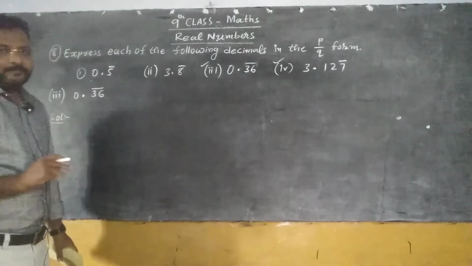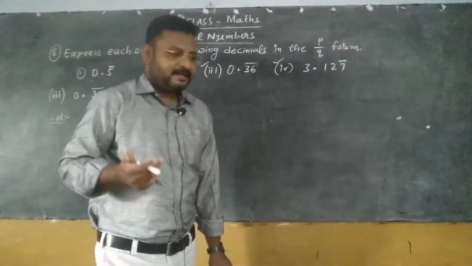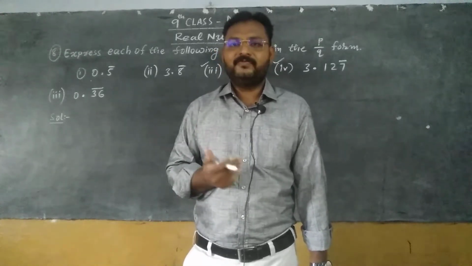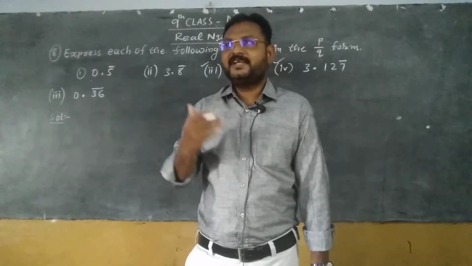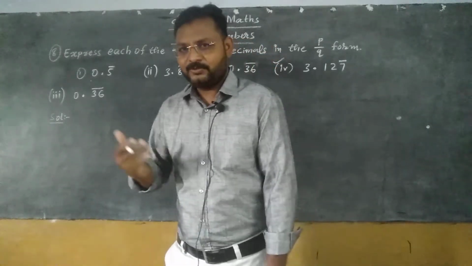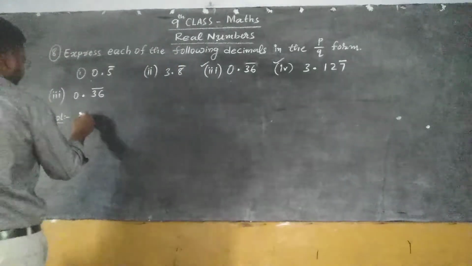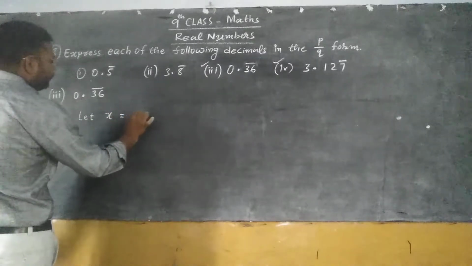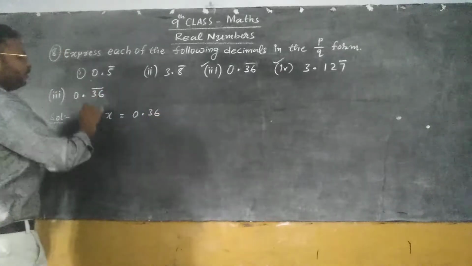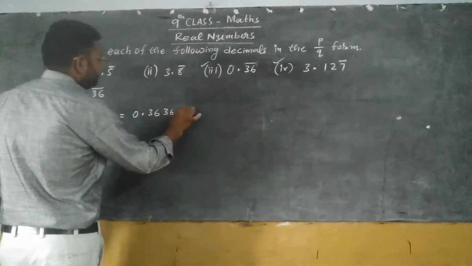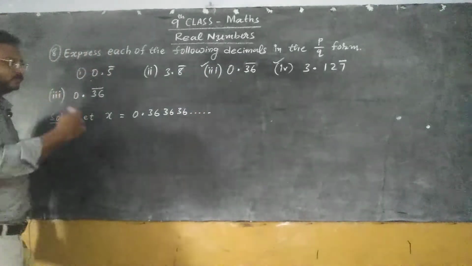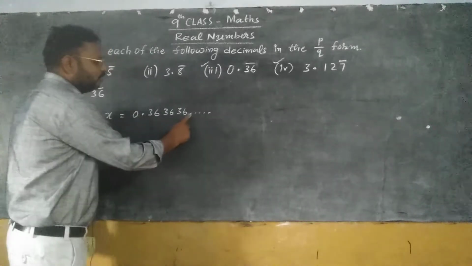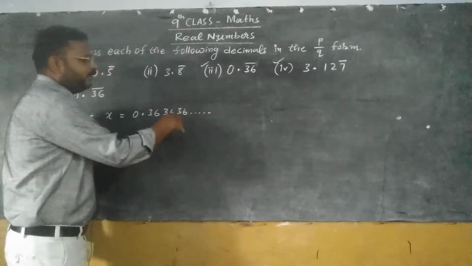Now let us take 0.36 bar. Bar indicates a number which is going on forever. When we remove the bar, these two digits, 36, will go on forever. So I am going to write like this. Let x be the given number. x is equal to 0.36. Remove the bar now. 36 will go continuously. To indicate it is going on forever, we represent dots here.